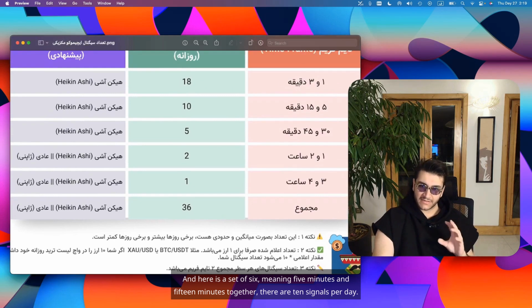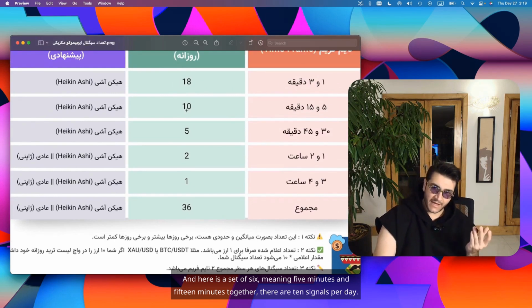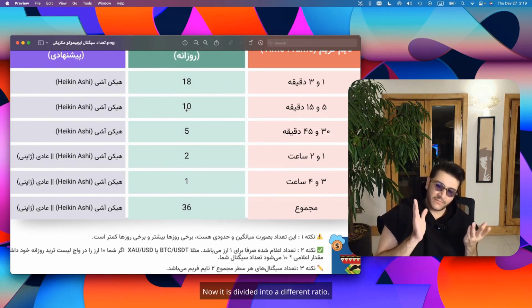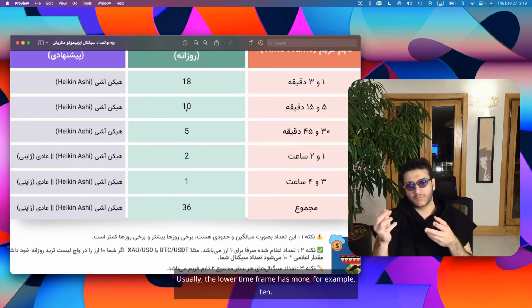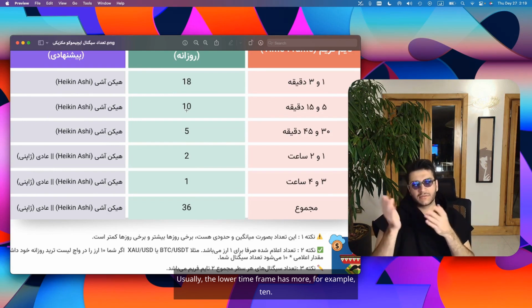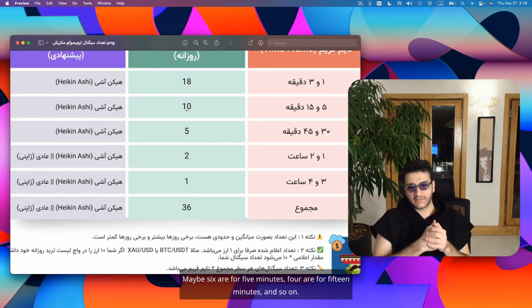And here is a set of 6, meaning 5 minutes and 15 minutes together. There are 10 signals per day. Now it is divided into a different ratio. Usually, the lower time frame has more, for example, of the 10, maybe 6 are for 5 minutes and 4 are for 15 minutes, and so on.